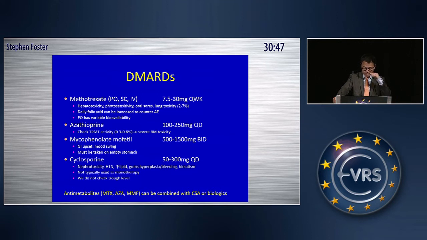It's not typically used as monotherapy, but we do not check the trough level. Rheumatology will do that. In post-transplant patients, they would do that. But in our practice, we don't typically do it. A lot of uveitis people don't do the trough level because it's pretty cumbersome to check. And also, if it doesn't work, then you just go up on the dose. It's more important for kidney transplant patients because you don't want to give them too much cyclosporine, which in turn will hurt the kidney.